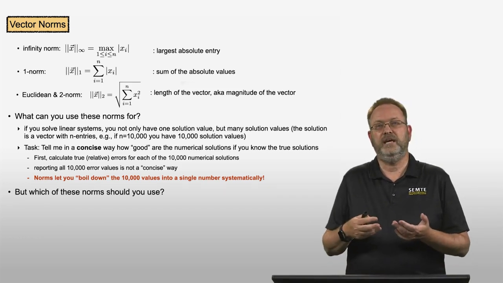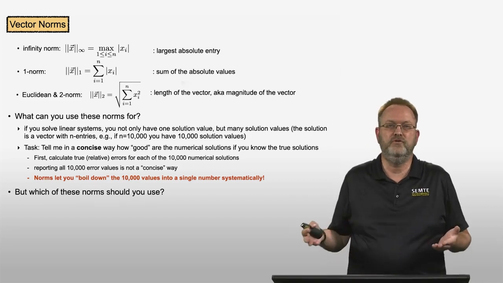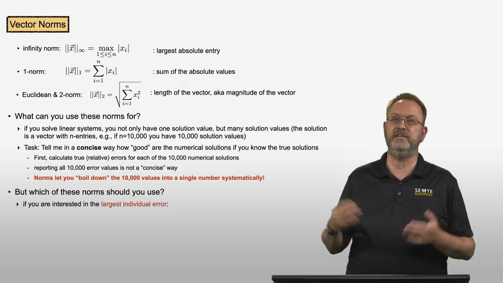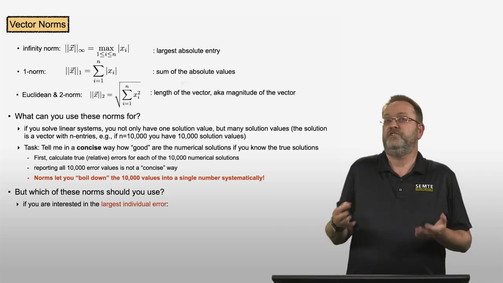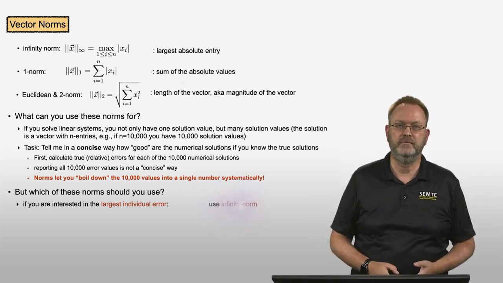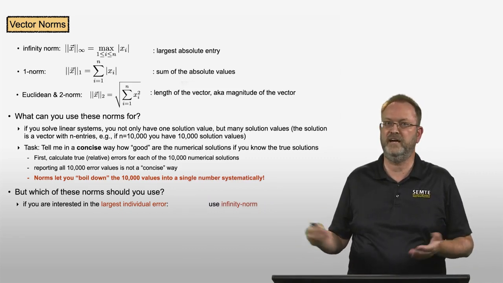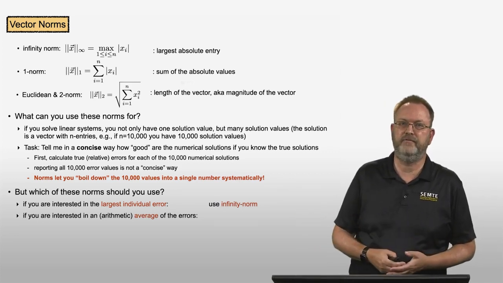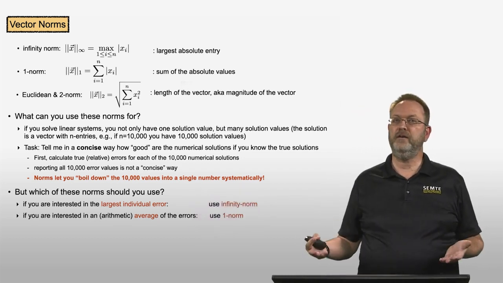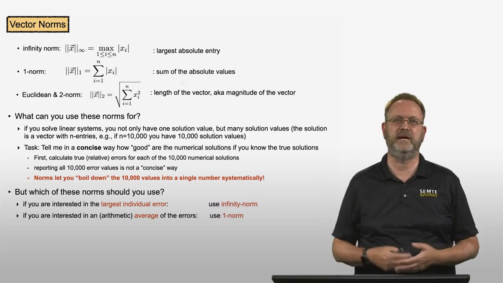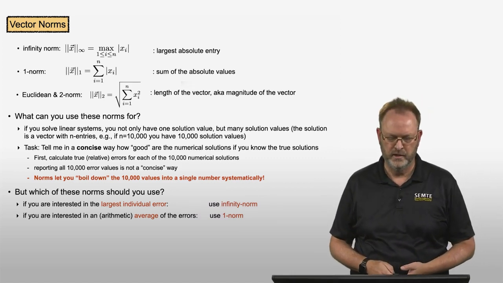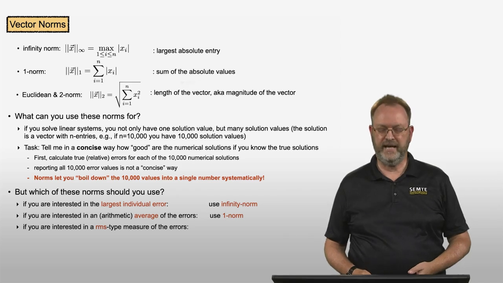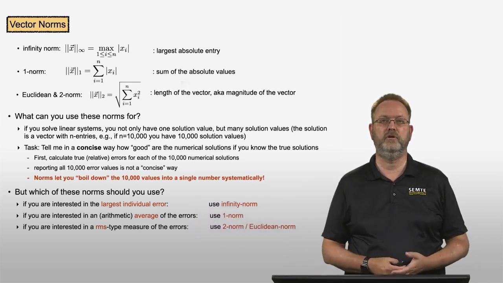Now we have these 3 or 4 different norms we can choose from. So which one of these norms should we use? Well, if you're interested in the largest individual error out of those 10,000 values, which is the worst result, then you would use the infinity norm of the error vector. If you are interested in an average of the error, for example an arithmetic average, then you would apply the 1 norm, and then you'd also have to divide by the number of entries to get to the arithmetic average. If you're interested in a root mean square type measure of the error, in that case you would look at the length, the 2 norm or the Euclidean norm.